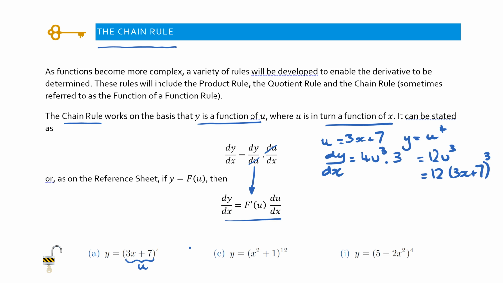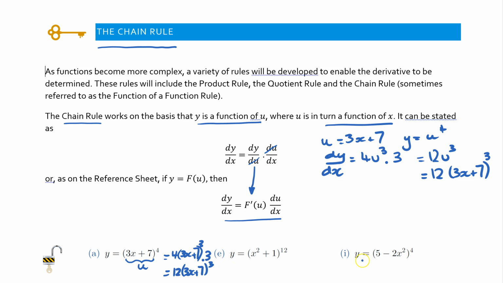Now I am going to, as I said to you in class today, encourage you to think of this as a packet or a something. And we differentiate that something according to our base rule, and then we differentiate what's in the packet or in the something according to our base rule, and we multiply them together. So we just look at this and say it's 4 times the packet cubed times the differential of what's in the packet, which is 3, which of course gives us what we got up above, 12 times that.